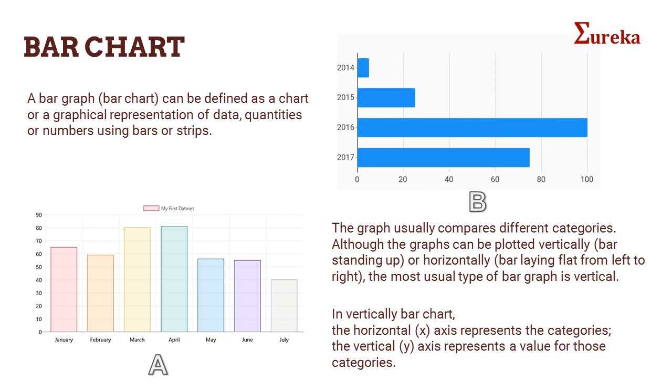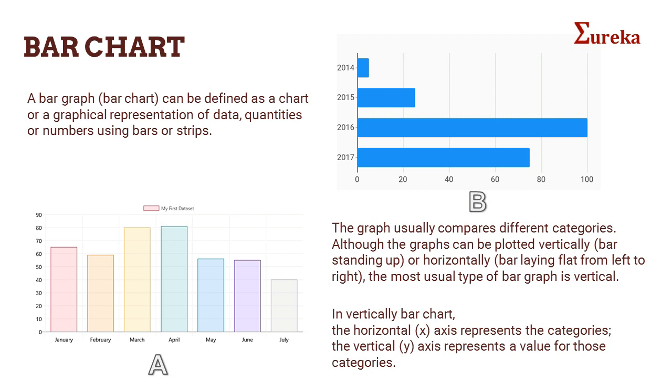The graphs can be plotted vertically, as you can see in picture A, the bars standing up, or maybe horizontally, as you can see in picture B, bars laying flat from left to right. But the most usual type of bar graph is vertical. In a vertical bar chart, the horizontal axis represents the categories, and the y-axis or the vertical axis represents a value for those categories.